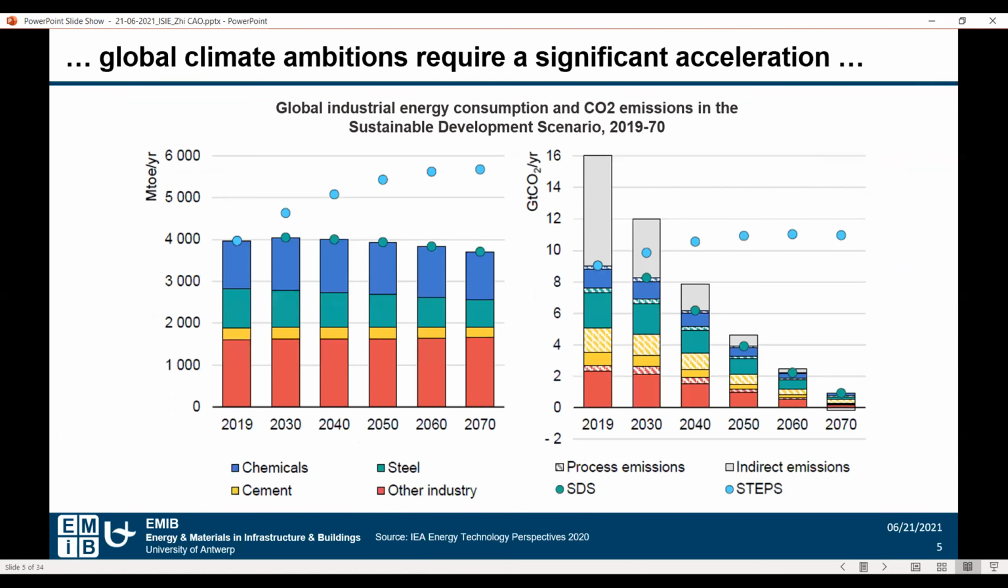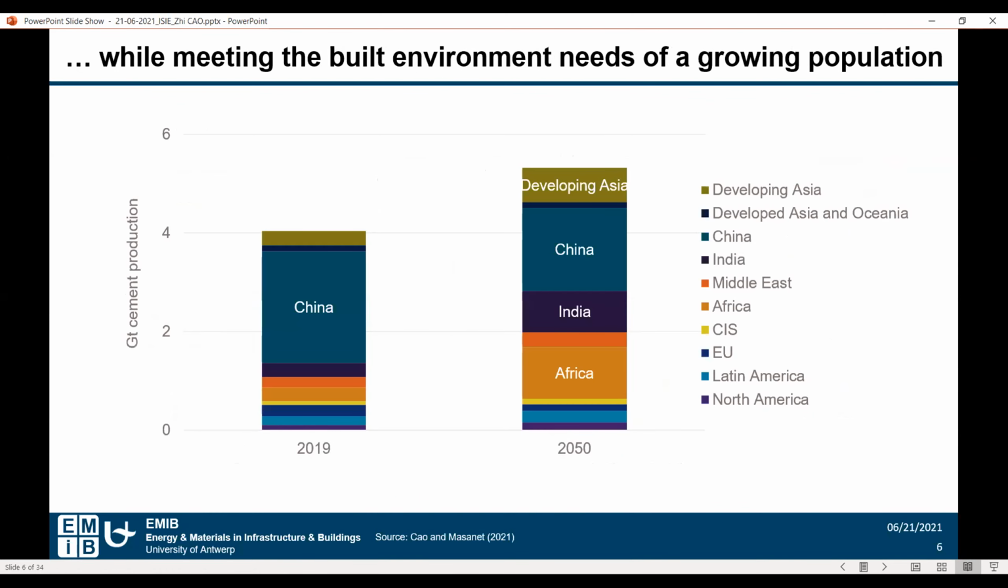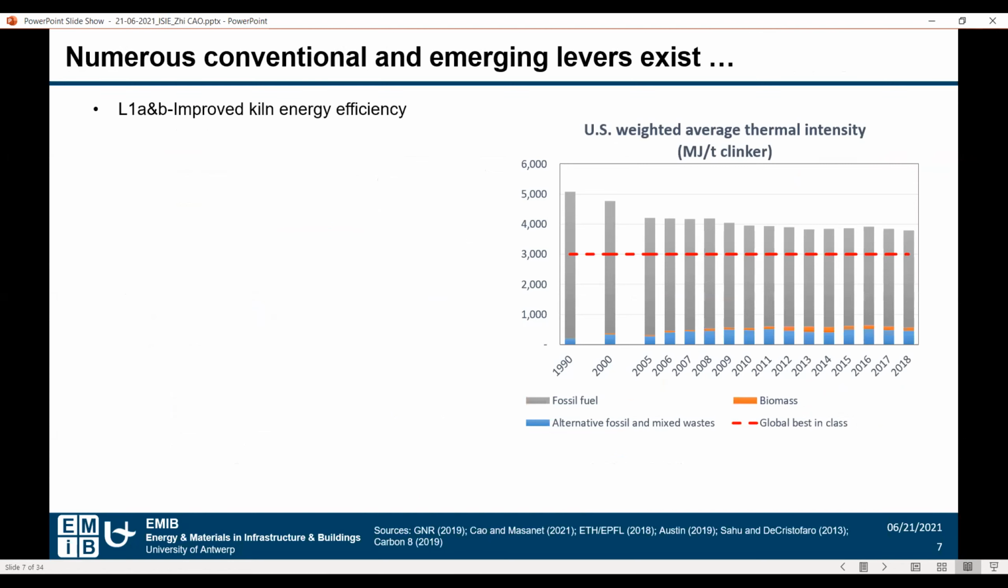Our recent climate ambitions have called for achieving net zero emissions by mid-century, which requires radical technology interventions. However, population growth and associated built environment needs will make cement and concrete decarbonization more challenging, as indicated in the graph here. So what decarbonization levers could we leverage to help us tackle this challenging transition? In this work, 7 major decarbonization levers are considered. The first lever targets the cement plant.